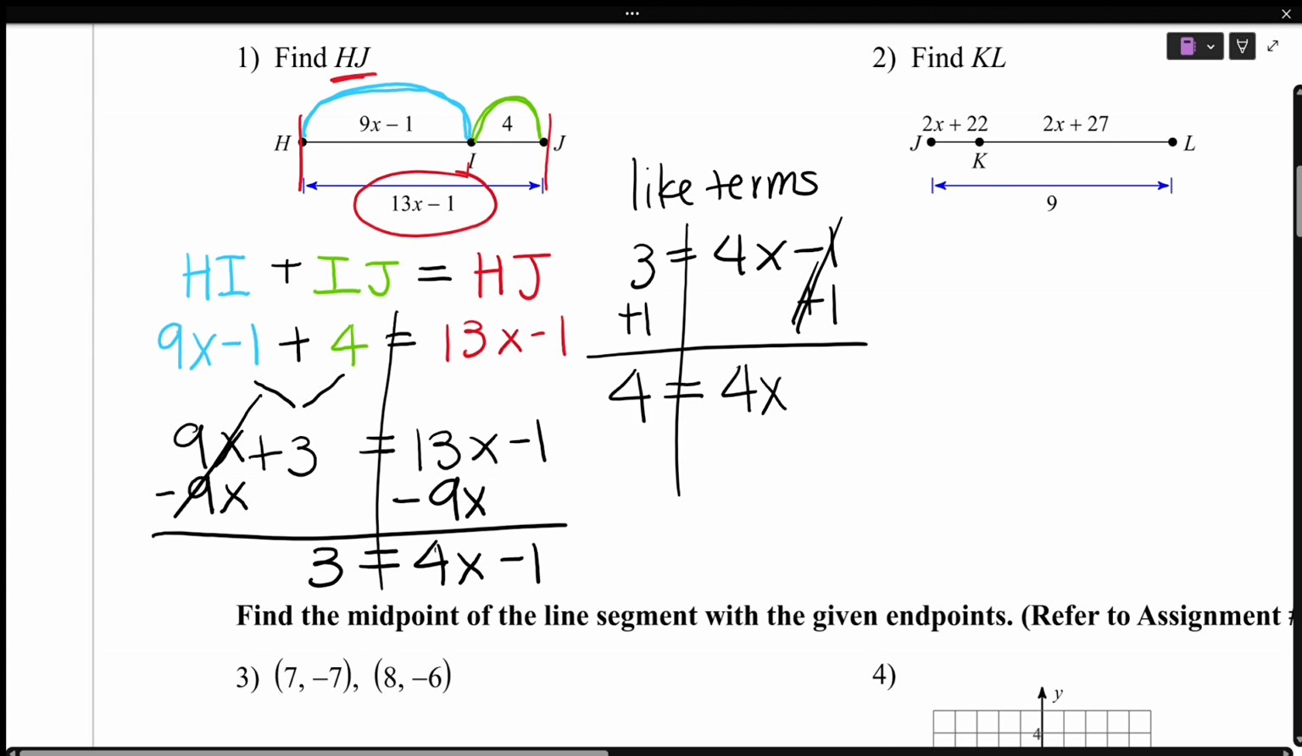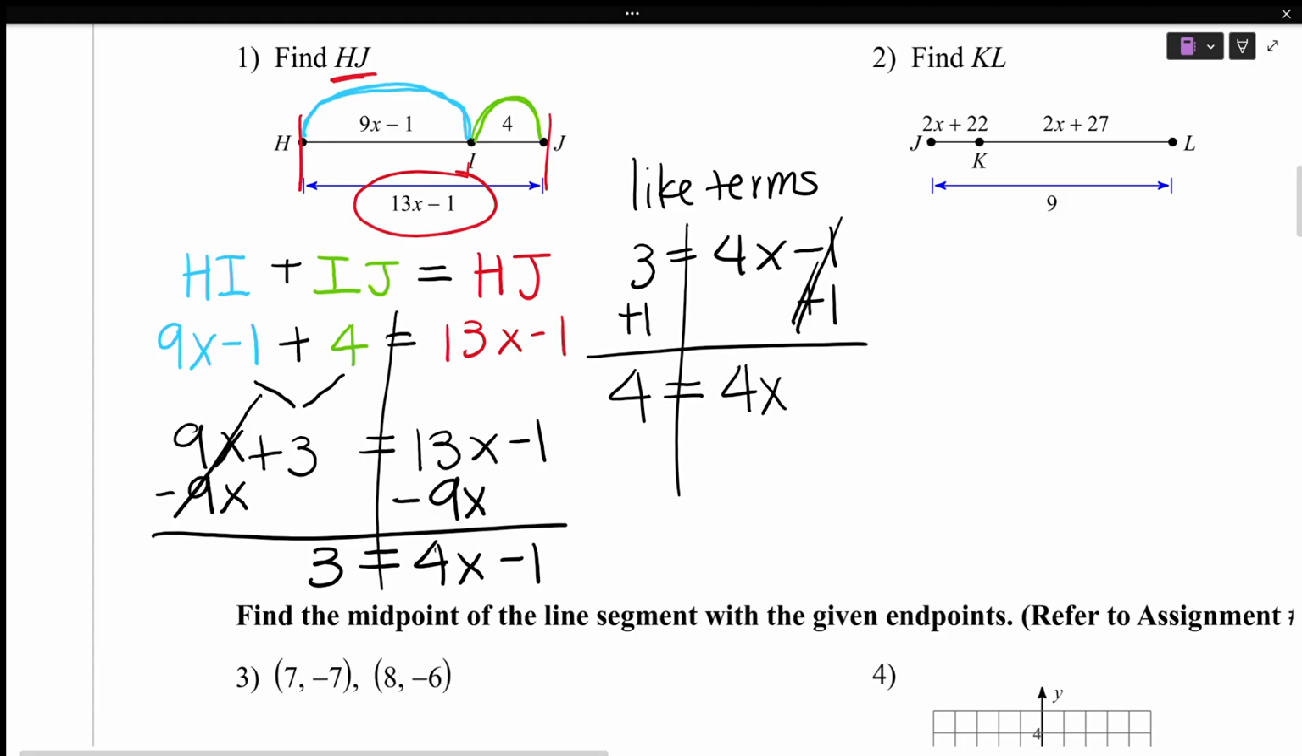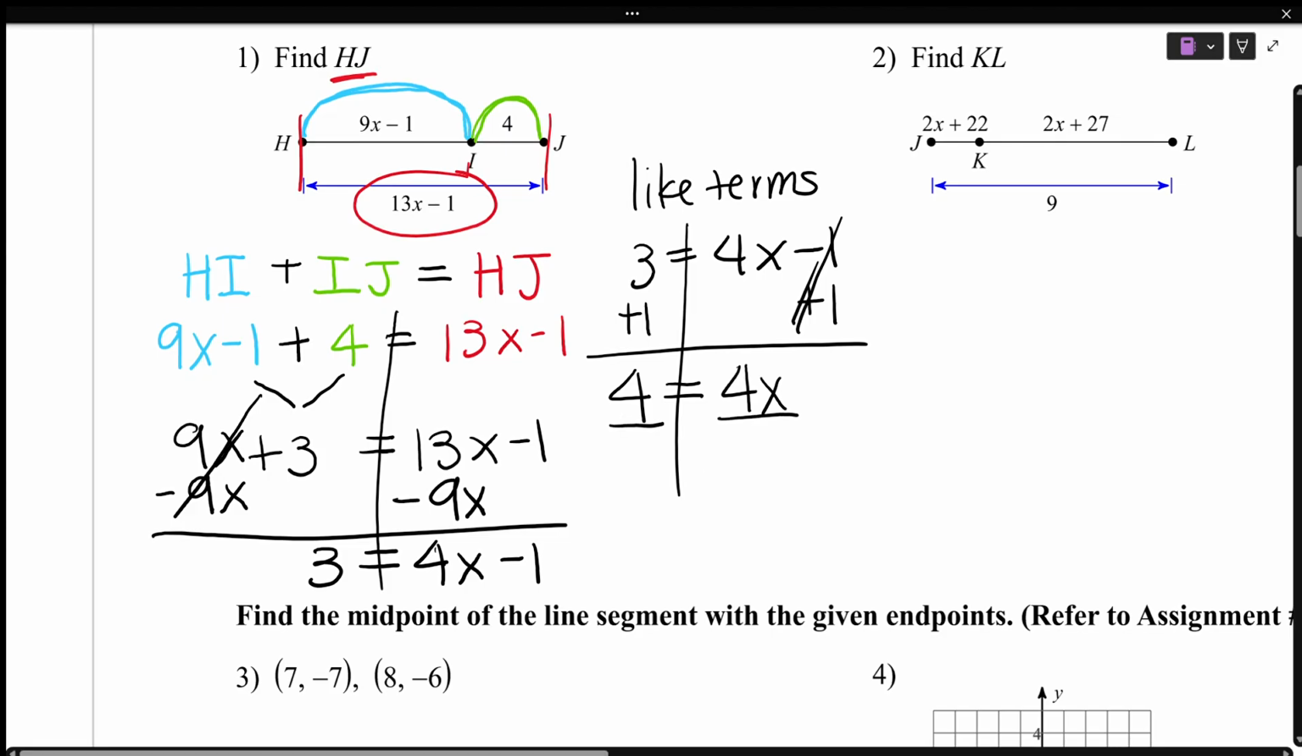And then you divide. This is 4 times x, so the opposite of multiplying is dividing. So we're going to divide both sides by 4. It cancels out, and then you get x equals 1. But you don't stop there.